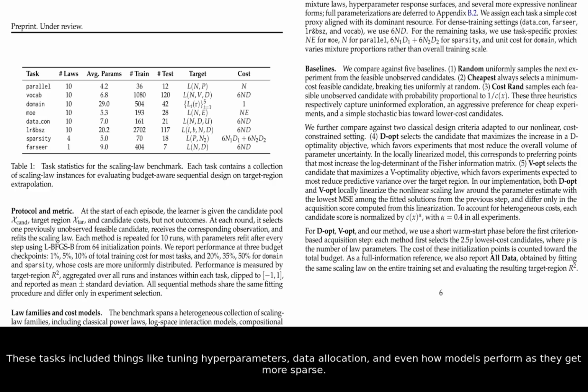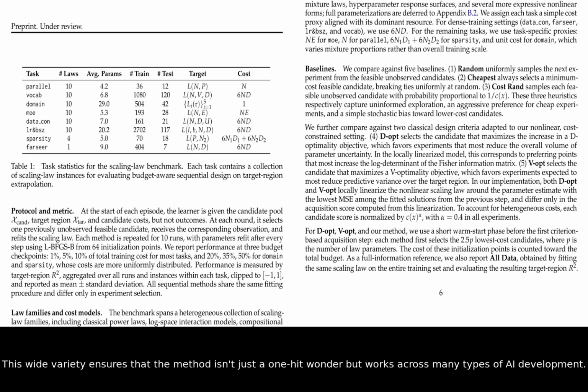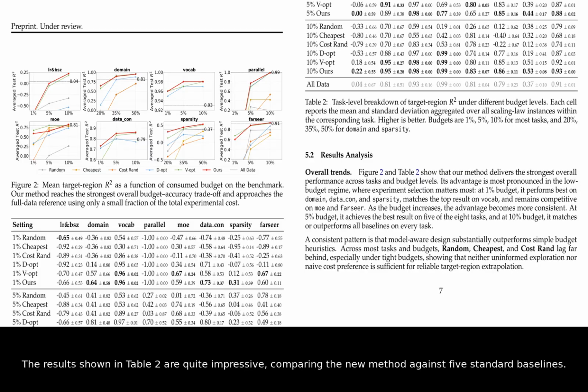These tasks included things like tuning hyperparameters, data allocation, and even how models perform as they get more sparse. This wide variety ensures that the method isn't just a one-hit wonder, but works across many types of AI development. The results shown in Table 2 are quite impressive, comparing the new method against 5 standard baselines. In almost every category, the new uncertainty-aware method delivered the strongest performance for the lowest cost.